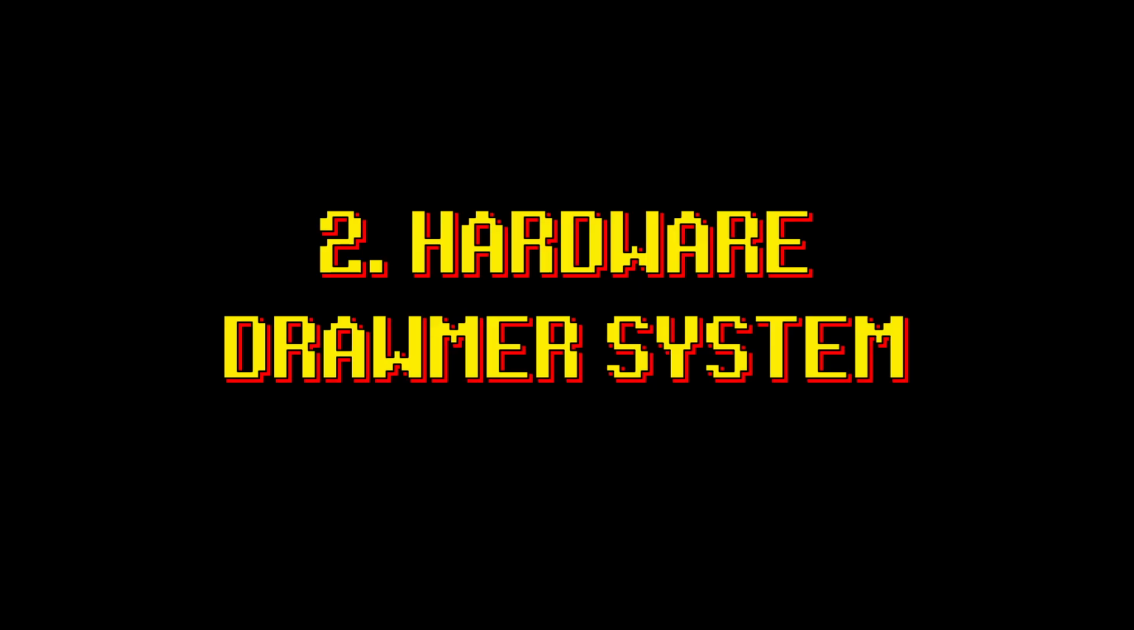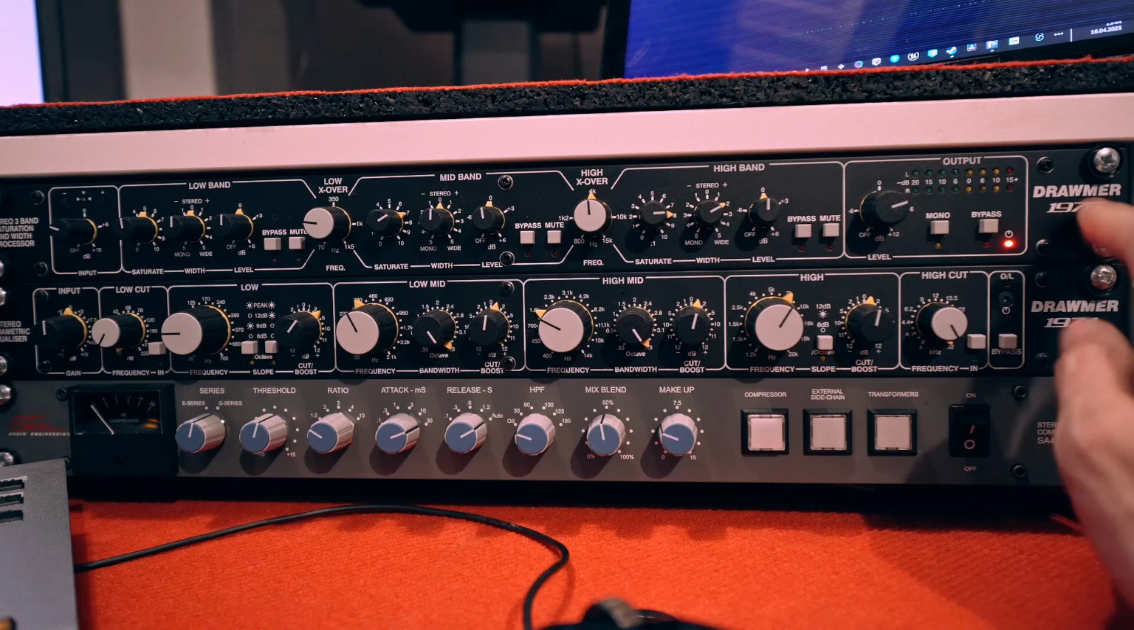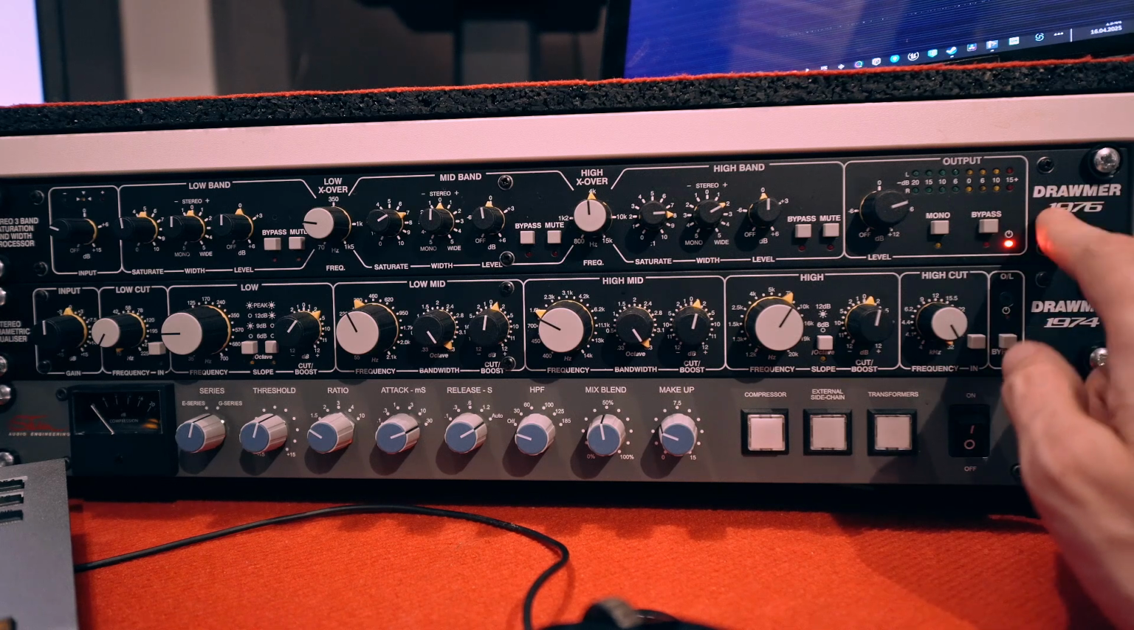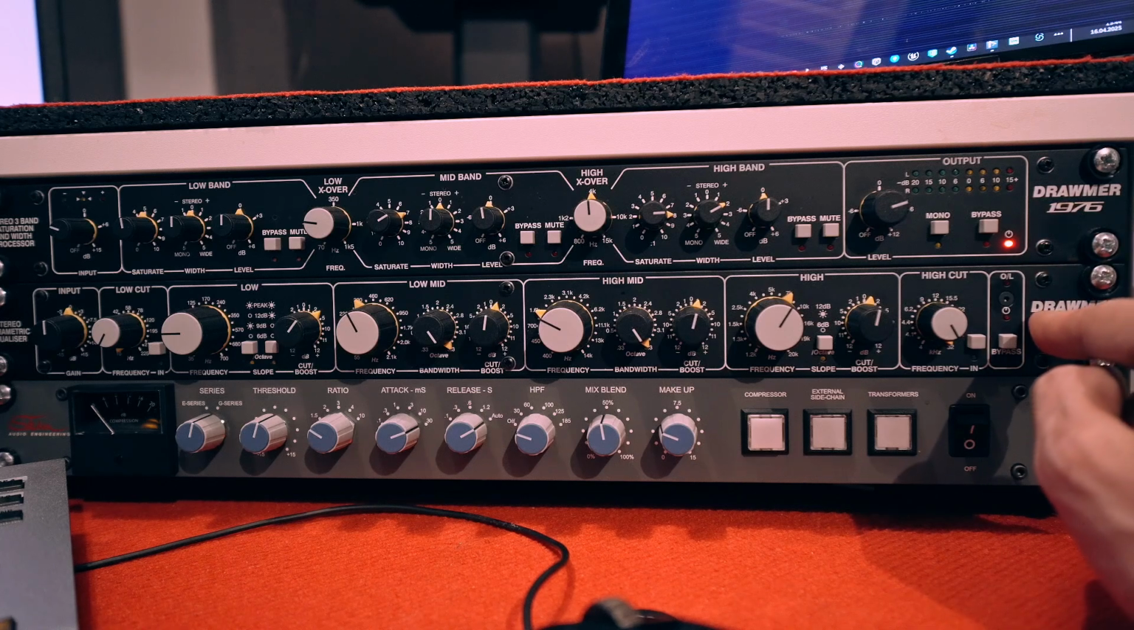But I'm looking to my right again. There is something else that I'm using more on a regular basis, and it's still hardware. This is it, my friend. Drawmer, 1976 and 1974, two units. The first one is a 3-band saturating unit, and the second one is a 4-band EQ.